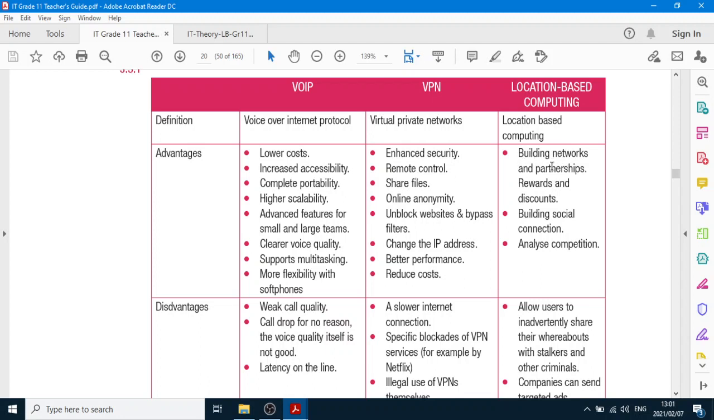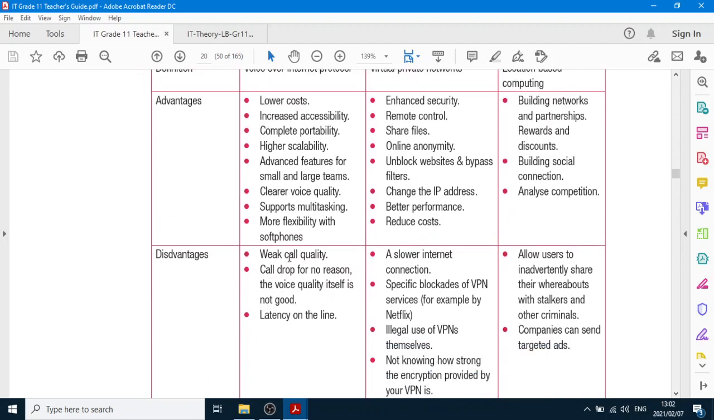Location-based computing, building networks and partnerships, rewards and discounts, social connection, and analyzing competition. As advantages. Disadvantage of voice over IP: if you have a weak call quality or the call drops for no reason, and if there's latency on the line.